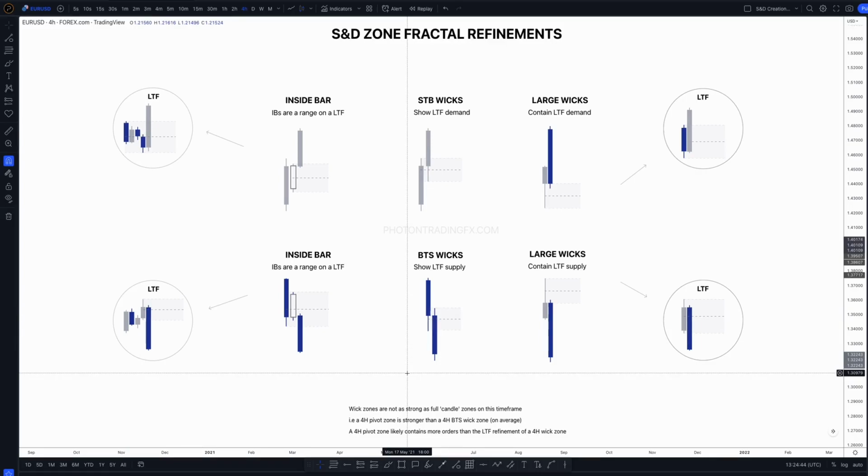So yeah, that's kind of all the ways in which we draw zones. For some of you who are new to supply and demand, this might seem like quite a lot to take in, so rewatch it a couple of times. In the next lesson, we're now going to go through some examples on the charts of how we identify them and draw them.